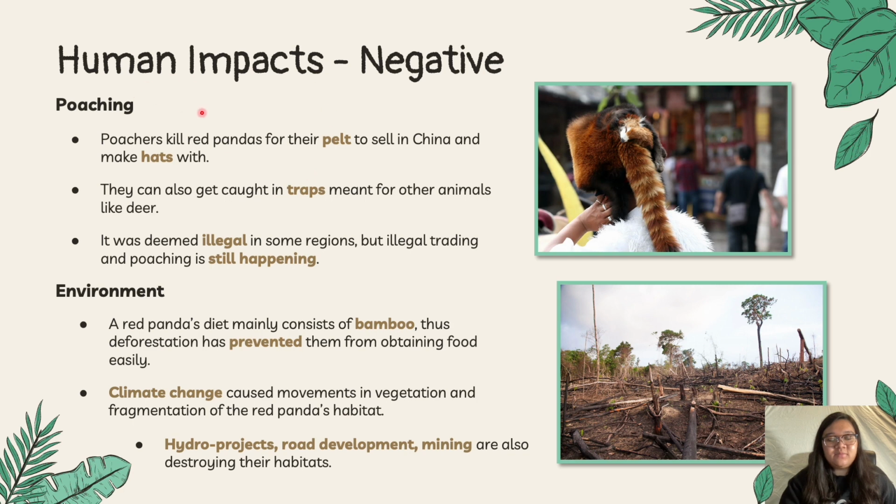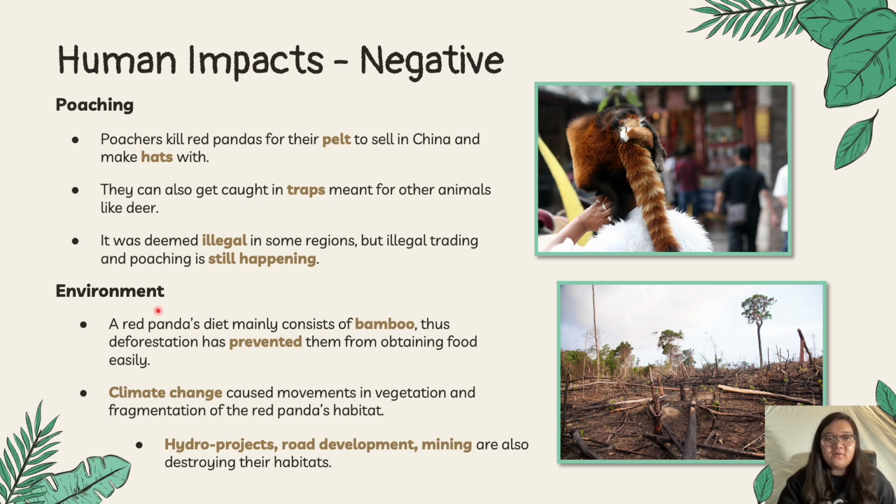And so for some of the human impacts that are negative, the biggest one is poaching. So poachers kill red pandas for their pelt to sell in China, and they also make hats with it, as shown in this picture, unfortunately. They can also get caught in traps meant for other animals like deer. And it was deemed illegal in some regions, but illegal trading and poaching is still happening and being overlooked.